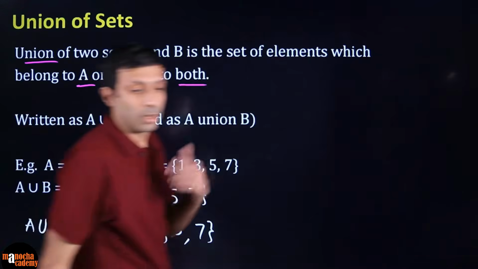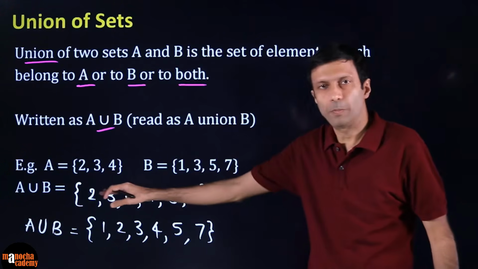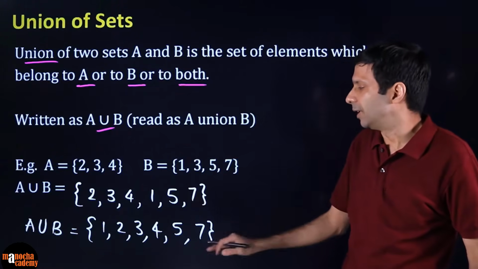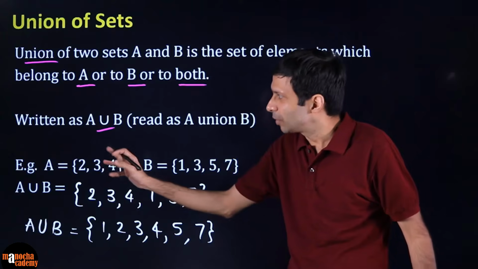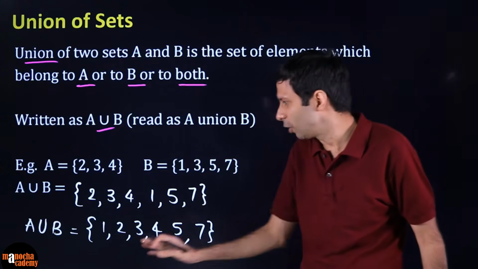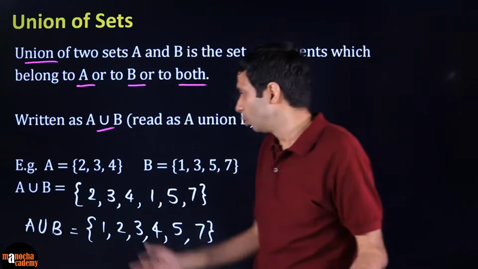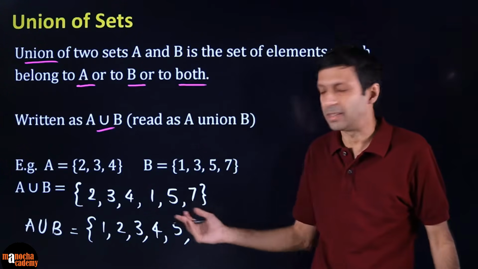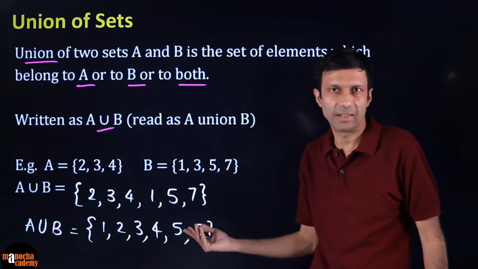Please check in your school whether they want you to write it in order, but this should be fine. This is not wrong. It's just that this looks nicer and more readable. So is it clear? Elements belonging to A or B or both of these, that is basically your A union B. Yes, you can check in school which way you want to write this, if they are fine with this or you need to write it in order.